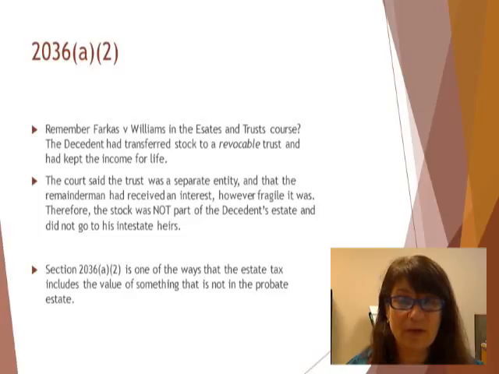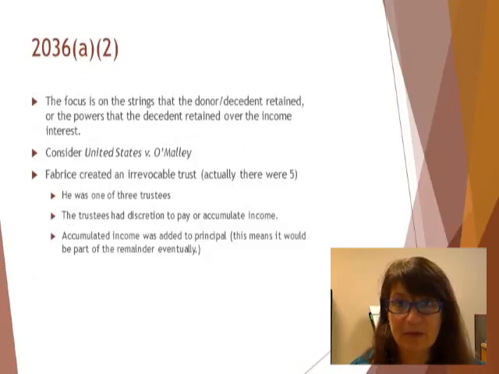Now, 2036(a)(2) is one of the ways that the estate tax includes the value of something that is not part of the probate estate. Now, the focus is on the strings that the donor decedent retained, or the powers that the decedent retained over the income interest.